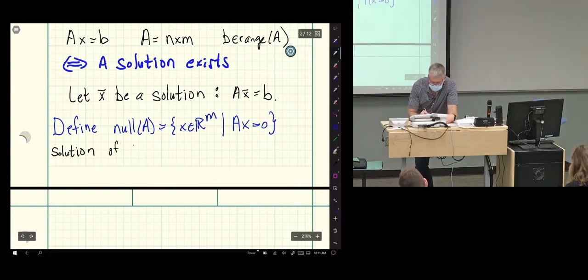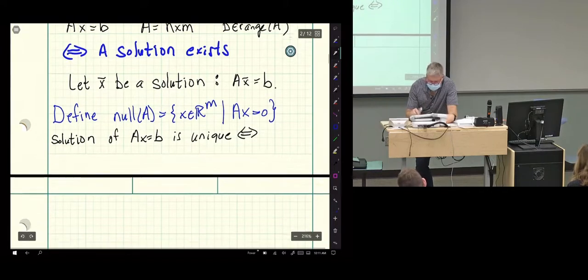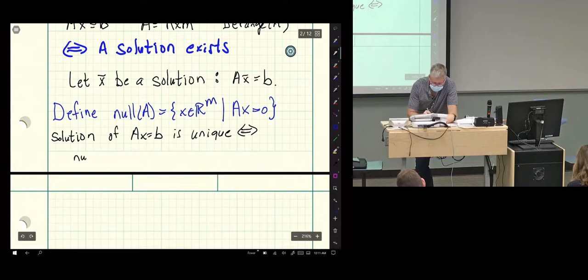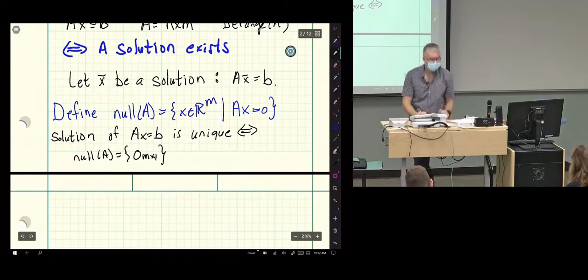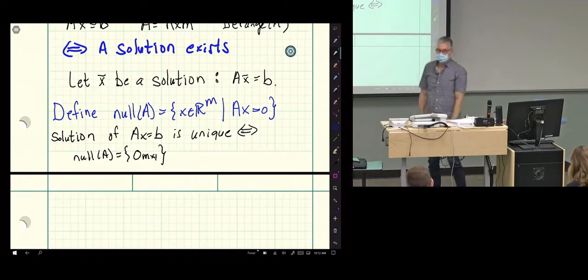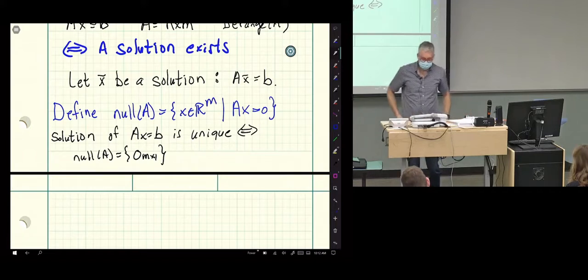So the solution of Ax equals b is unique if and only if the null space is equal to the 0 vector. It looks like an O, but try to read it as a 0. It's the 0 vector in Rm. Okay?